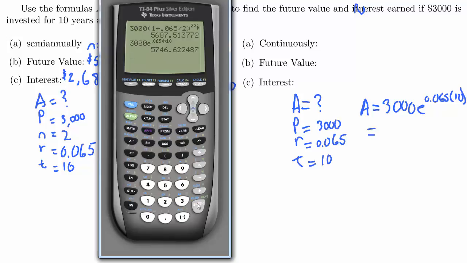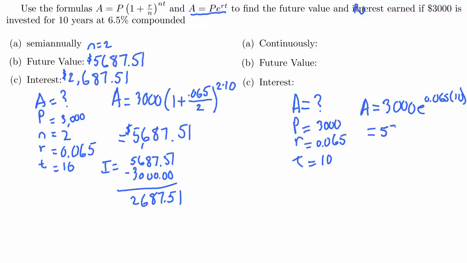5746.62. So it's 5746.62. I hope I got that right. Okay, so for the future value, we get $5,746.62. And again, the interest is simply subtracting off the original principal, which in this case would be $2,746.62.